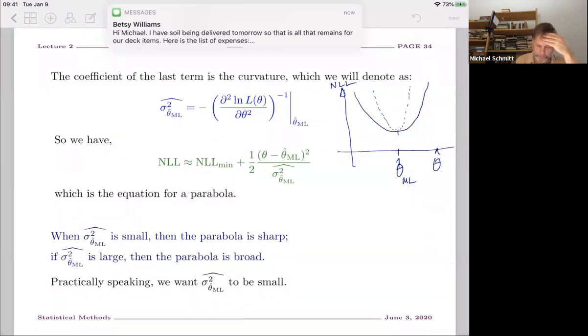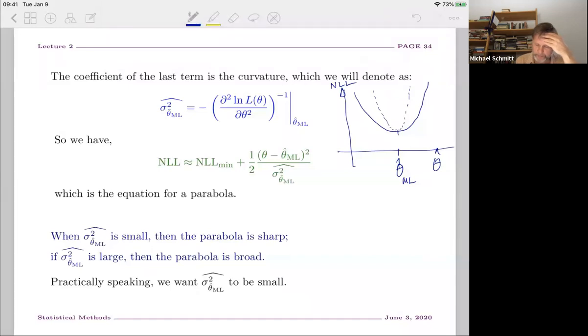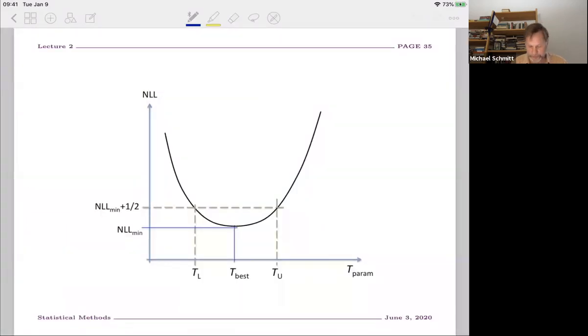When the curvature is small, then the parameter is sharp, like the dotted line here. When the curvature is large, then the parabola is broad, and that means we have less constraint on the truth because the fluctuations of our estimator are large. Okay. So here's just a picture.